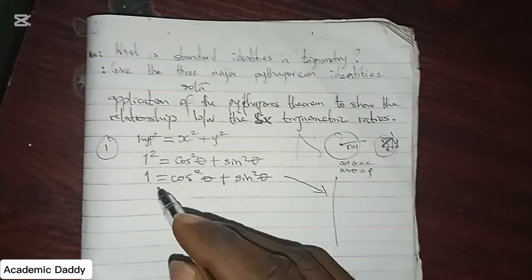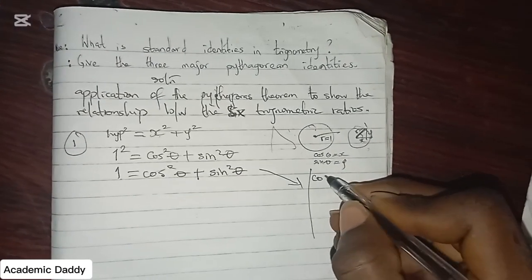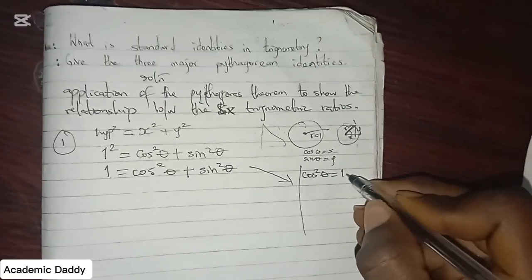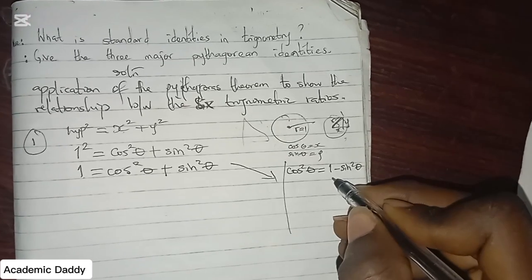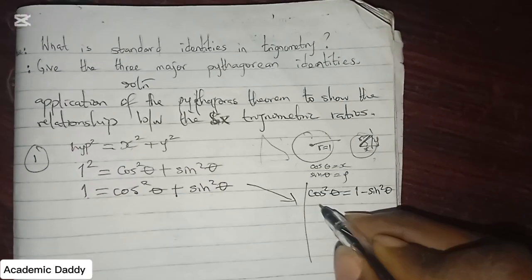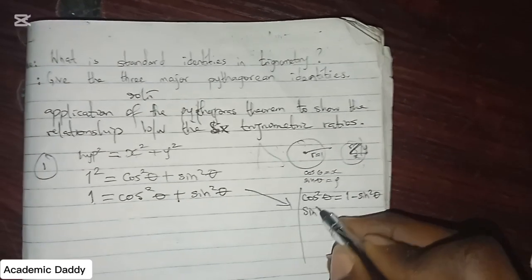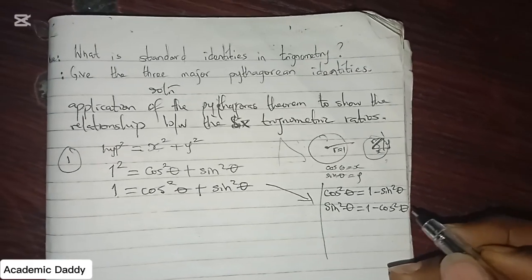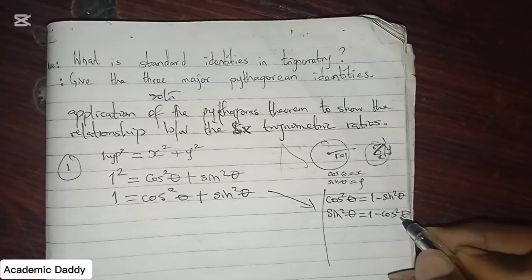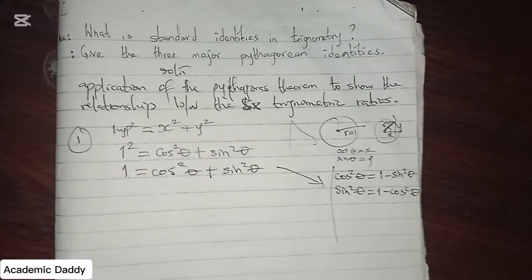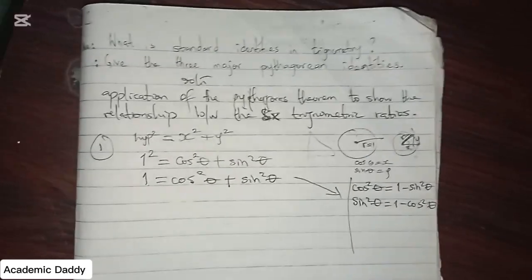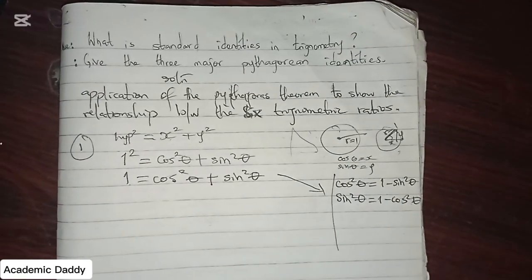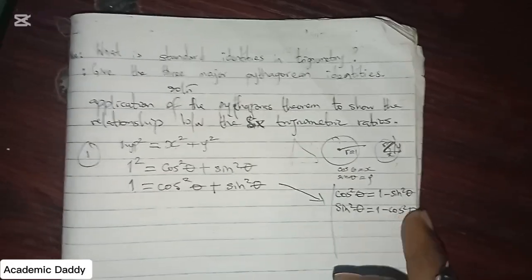Like I did when I was deriving all those double angle identities. Making cos square the subject of the formula, cos square theta equals 1 minus sine square theta. Anytime I see 1 minus sine square theta, I replace it with cos square theta. Making sine square theta the subject, it equals 1 minus cos square theta. Cos square theta is the same as cos theta squared. Anytime I see 1 minus cos square theta, I replace it with sine square theta. And if I have sine squared theta, I can replace it with 1 minus cos squared theta. It depends.